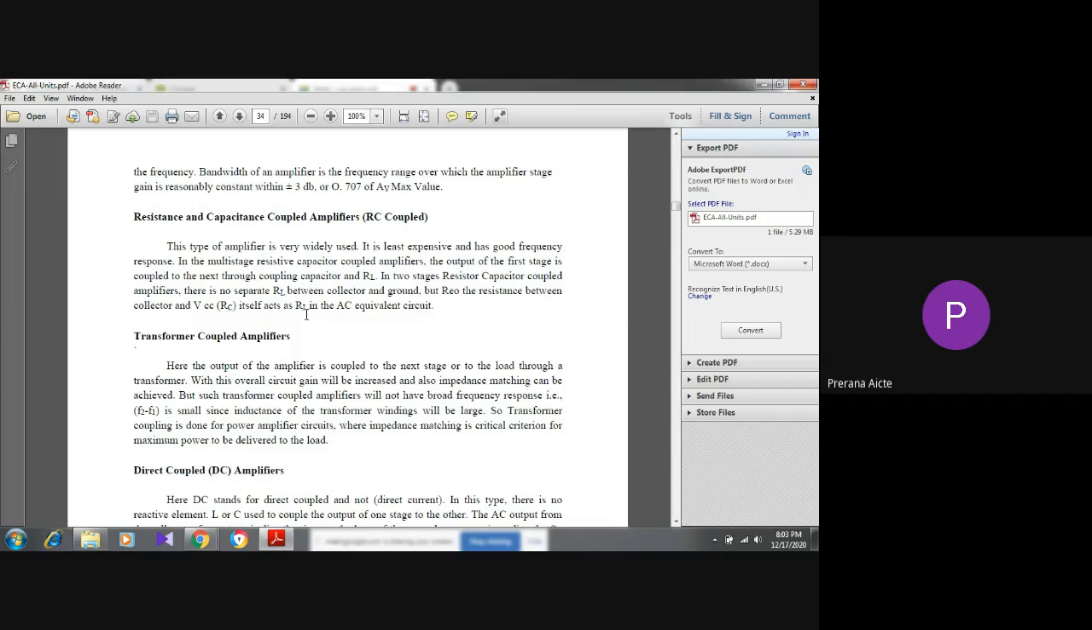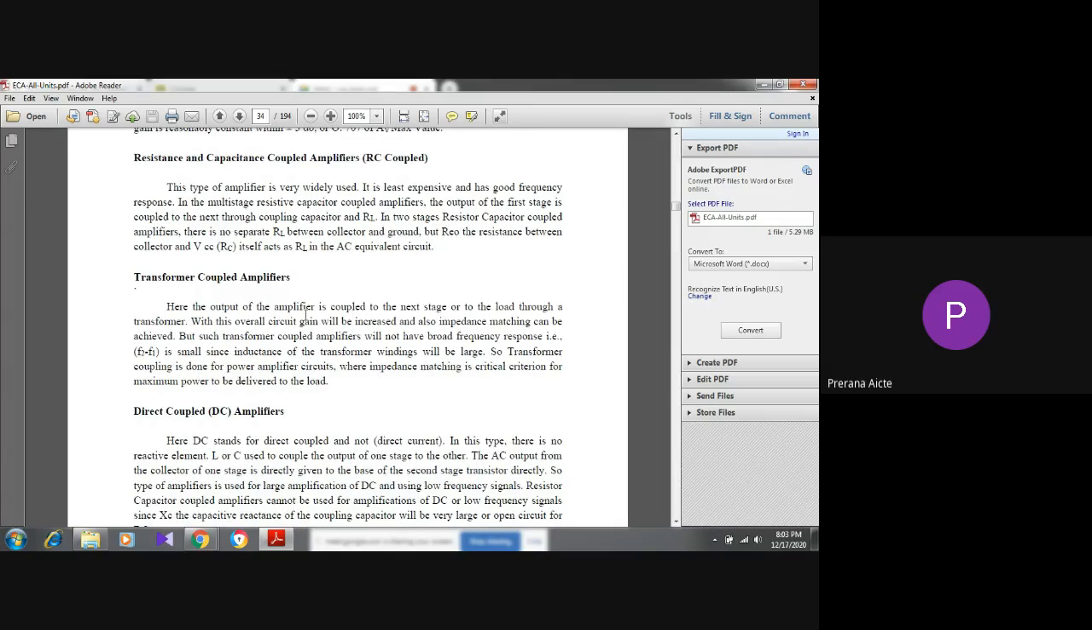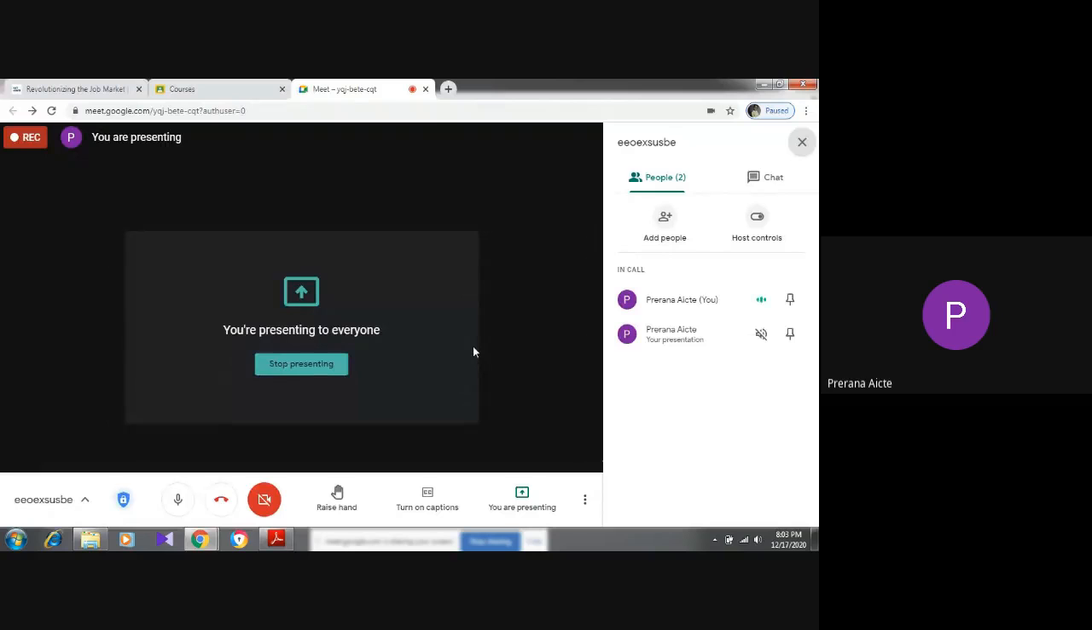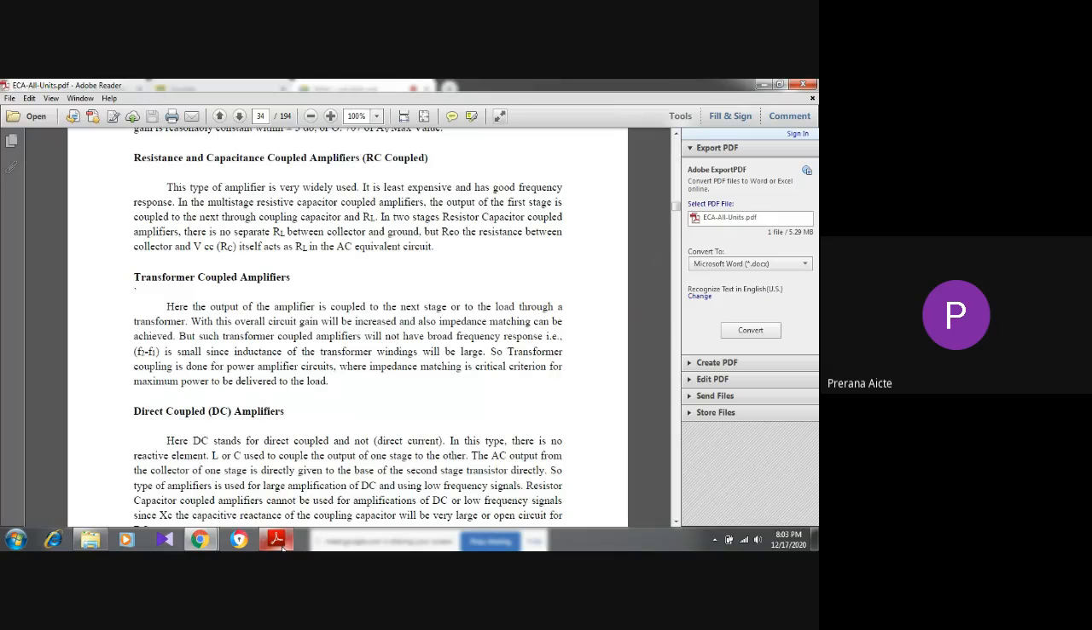Next type is the transformer coupled amplifier. What is a transformer coupled amplifier? Transformer coupled means the coupling element is a transformer. With the help of the transformer, we can connect the output of the previous circuit to the input of the next circuit. With this transformer coupling, we can improve the impedance matching. We can improve the current gain also. Overall circuit gain will be increased, and impedance matching can be achieved.